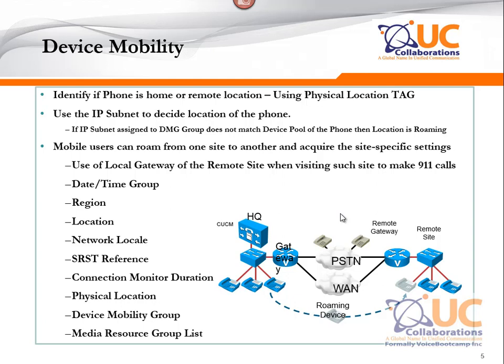So a local route group can be assigned for a 911 call. When I'm in Japan and make a 911 call, I don't want the call to use my Toronto gateway. I want it to use a local Japanese gateway. The date and time group will be closer to Japan. Region, such as G729 or G711, because now you're across the WAN. All these settings, such as SRST, physical location, device mobility group, will change based on the IP address.